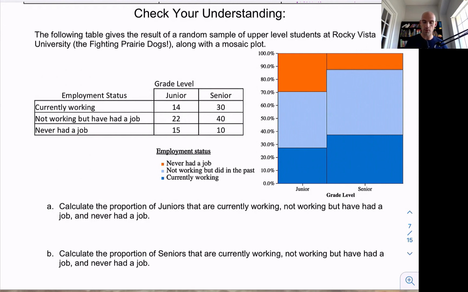So, important pieces here to note. We have our key down here, so orange represents have never had a job. Light blue is not working, but did in the past. Dark blue is currently working.